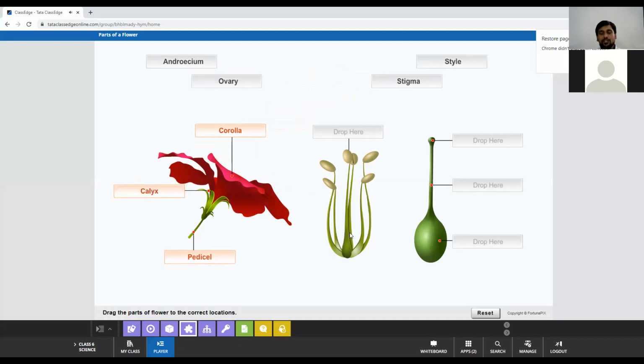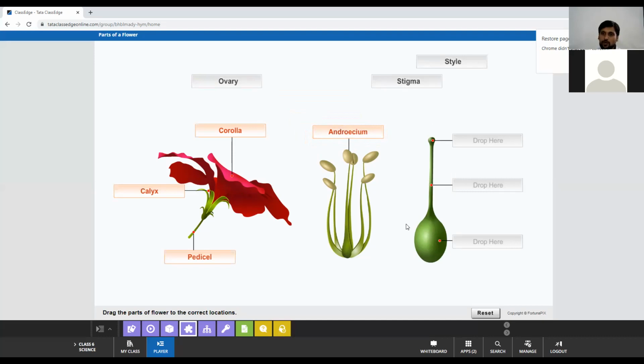Correct. Now let us move to the second picture. What is actually the entire picture we have seen here? Androecium, sir. Yes. Is it a male or female reproductive part? It is the male reproductive part.